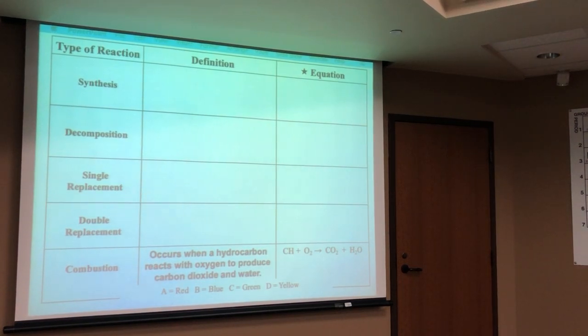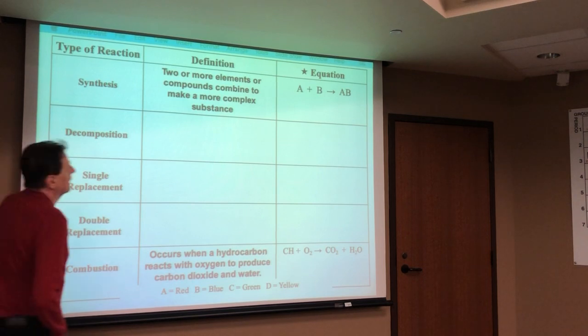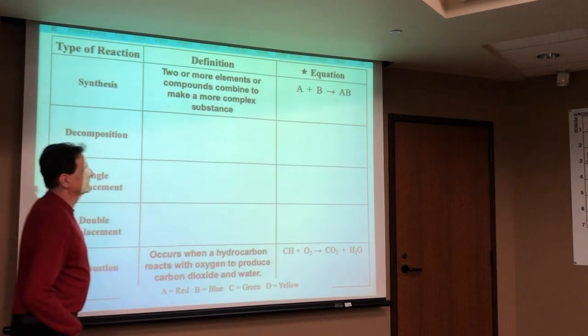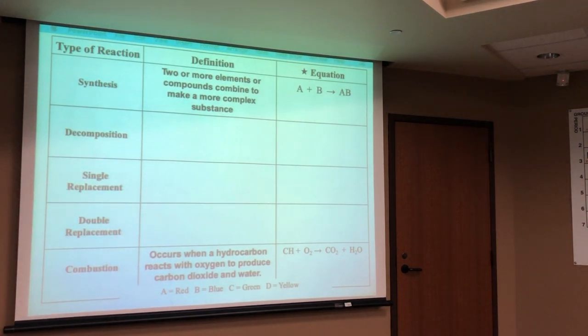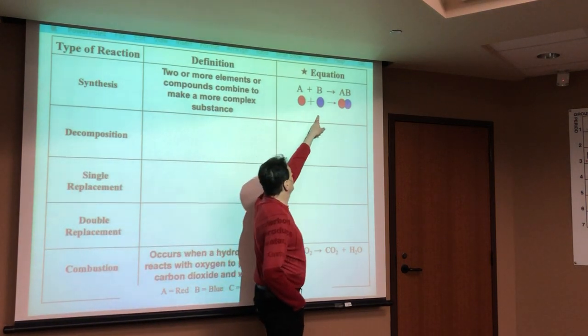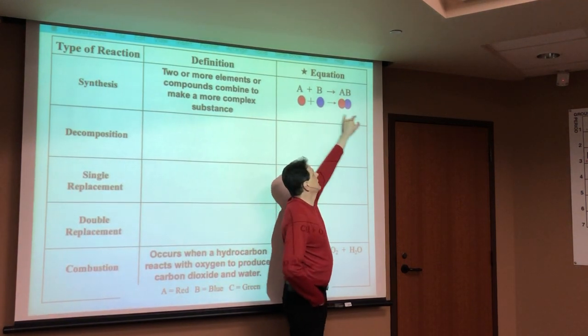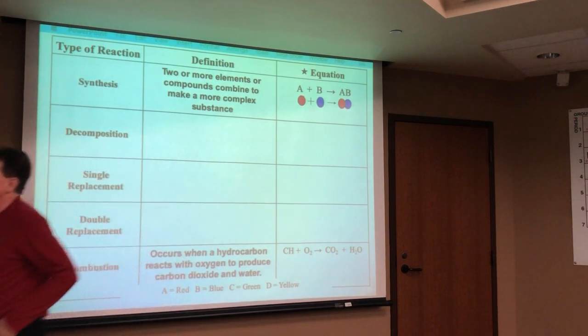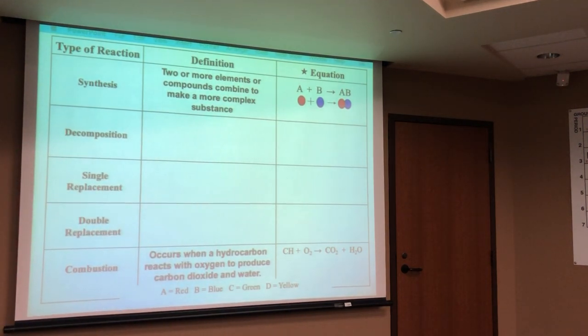In a synthesis reaction, you have 2 or more elements or compounds combined to make a more complex substance. Easily explained by letters A and B. Molecule A combines with molecule B to make new compound molecule AB. Or if we throw some color in there, we have red molecule combines with blue molecule to make a red-blue molecule. That is a synthesis reaction.